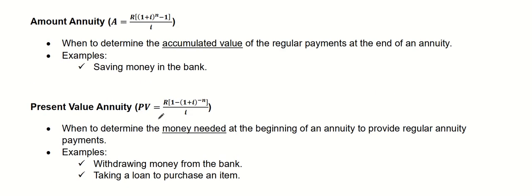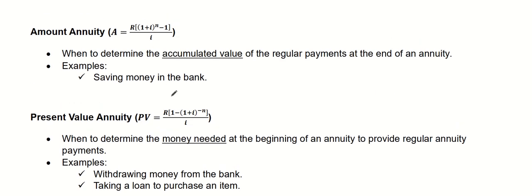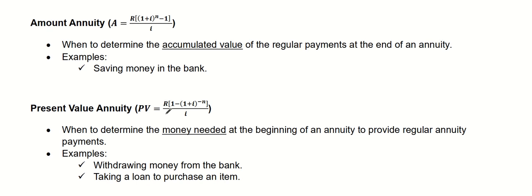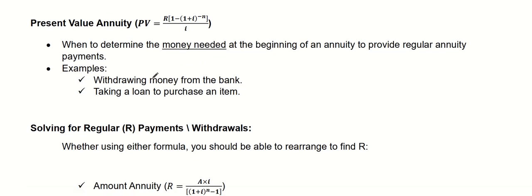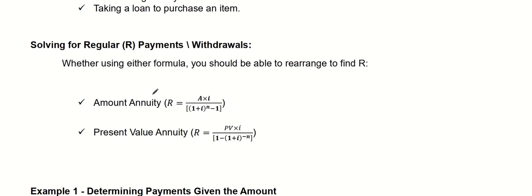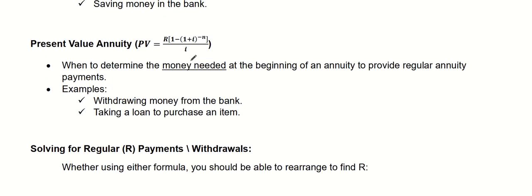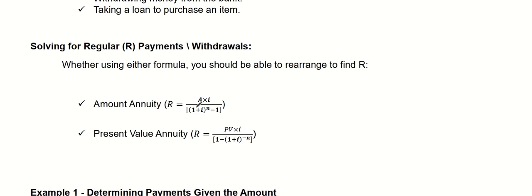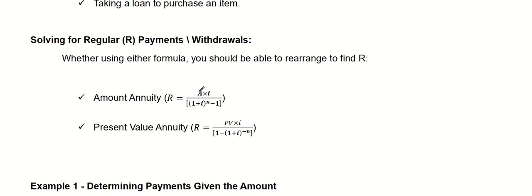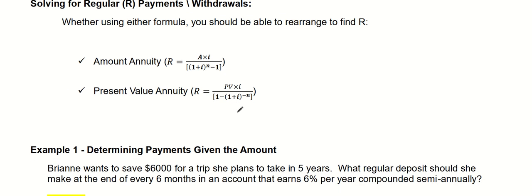To solve these problems, you're using the regular formula, except you're going to rearrange. The question they're going to want you to answer is, what are the regular payments? What is R? So basically, you're solving for R. All you have to do is rearrange the equation. If you know your algebra, you should be able to rearrange this equation. I've done it for you. It's here. You rearrange the equation so you have R equals everything else. So you already have the formula.